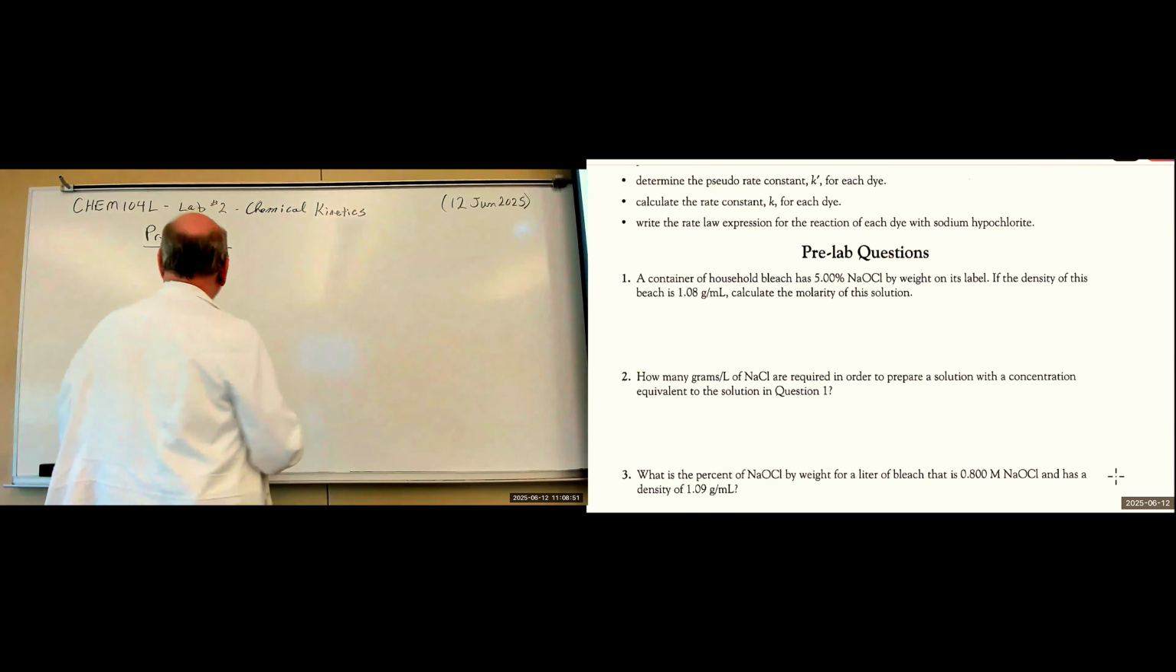Sodium chloride. Now, why do we want that? Well, if you're familiar with the method, we're going to do a degradation of the blue dye using bleach with 2 different concentrations of sodium hypochlorite. Okay. What we want to do is maintain the ionic concentration in the solution.